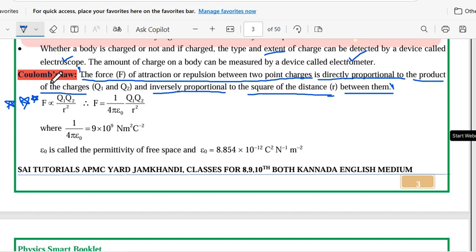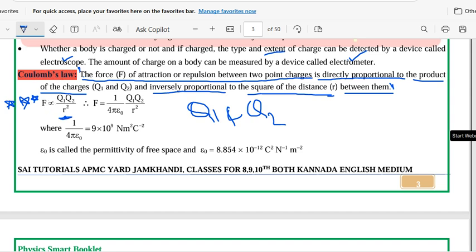See, what is the statement? The force, whether it may be attractive force or repulsive force, between the two point charges, here Q1 and Q2 are two point charges, is directly proportional to the product of the two charges and inversely proportional to, inversely means divided by, the square of the distance r between them. This is called Coulomb's law.